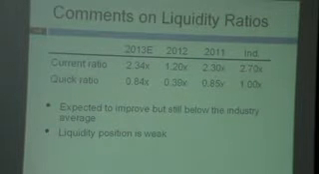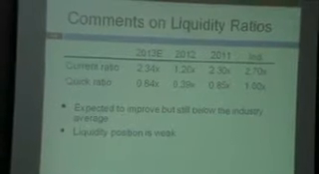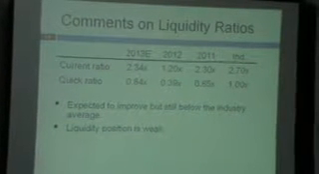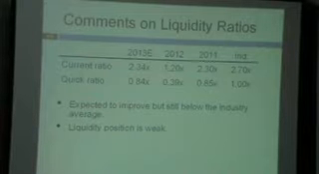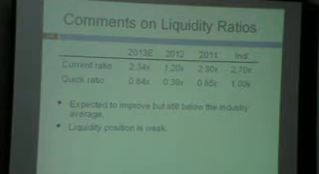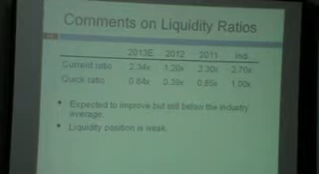This industry average is of this year. Usually it is the current year, the most recent one. So once we compare it with the industry average, then we should take an average of these three. Even then it will further deteriorate. It is expected to improve but still below the industry average, and the liquidity position is weak. So based on these two ratios that we saw, current ratio and quick ratio, we can conclude that the overall liquidity position of the company is weak.